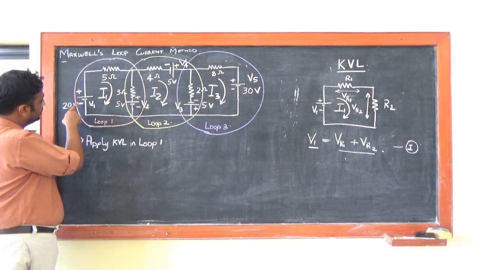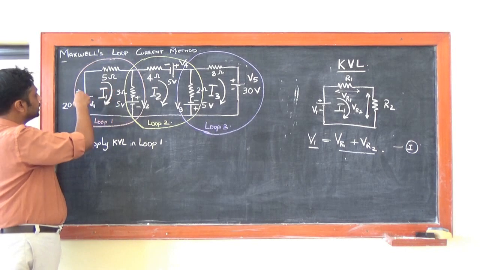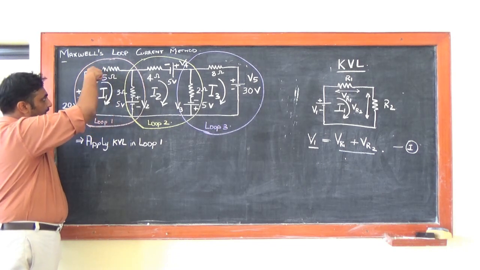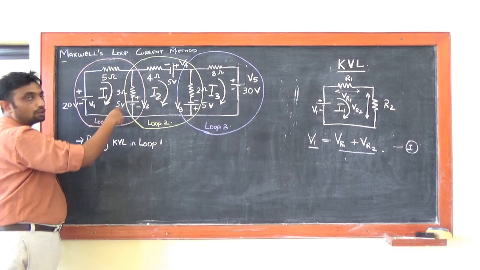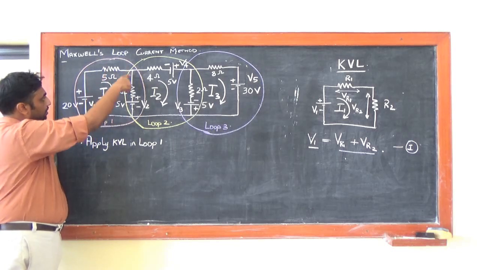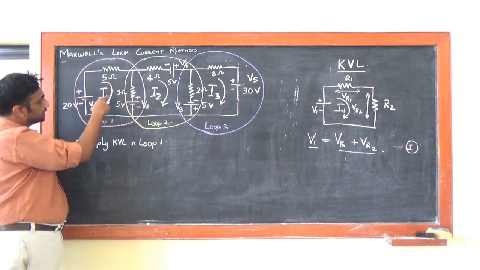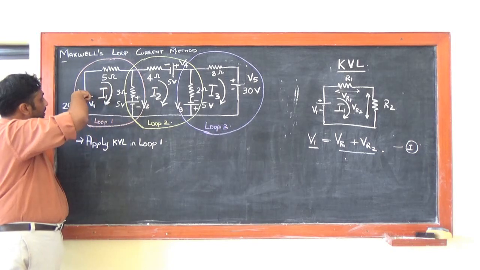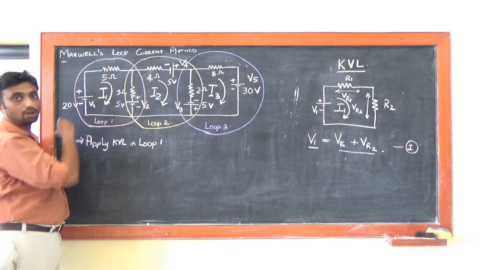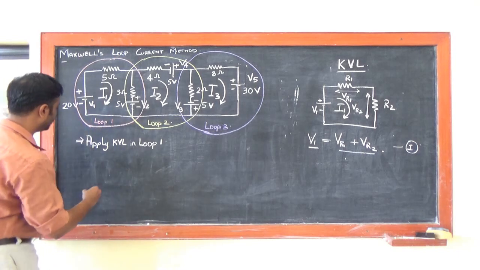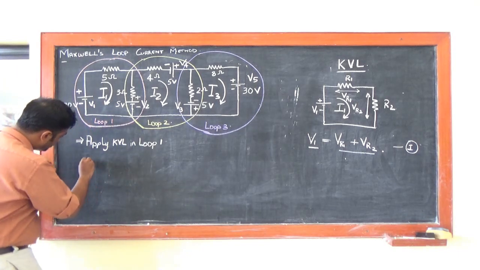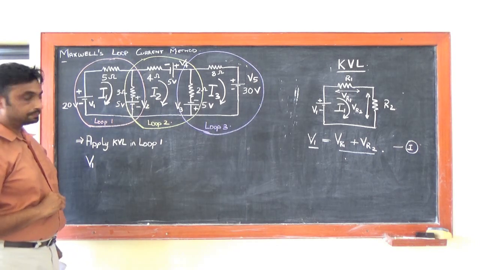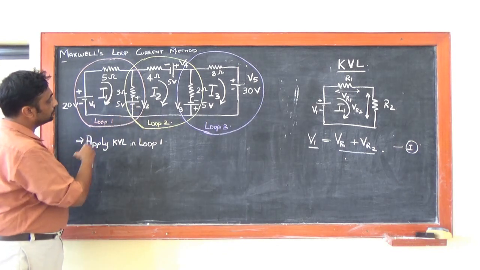V1 is positive and here it is negative. So current flows from positive to negative. So my V1 direction is flowing how? In clockwise, positive to negative. So it is following the same direction as I1. I1 is also flowing clockwise, and V1 is also flowing clockwise. So V1 will be a positive voltage. So if V1 is a positive voltage, we have V1 here.